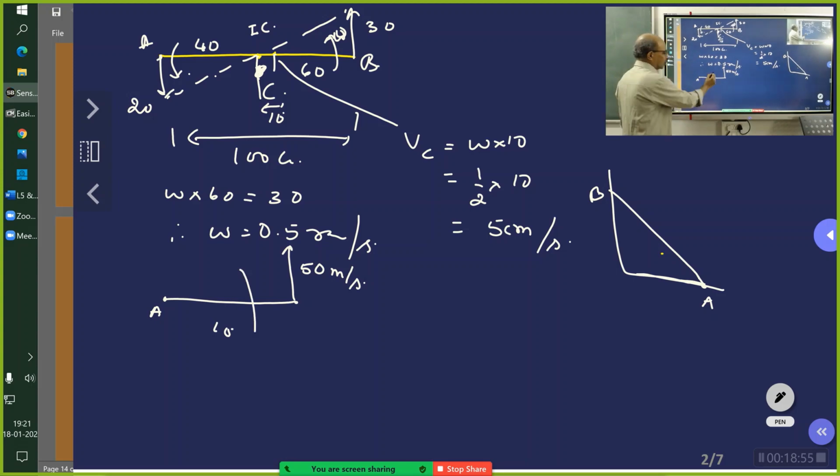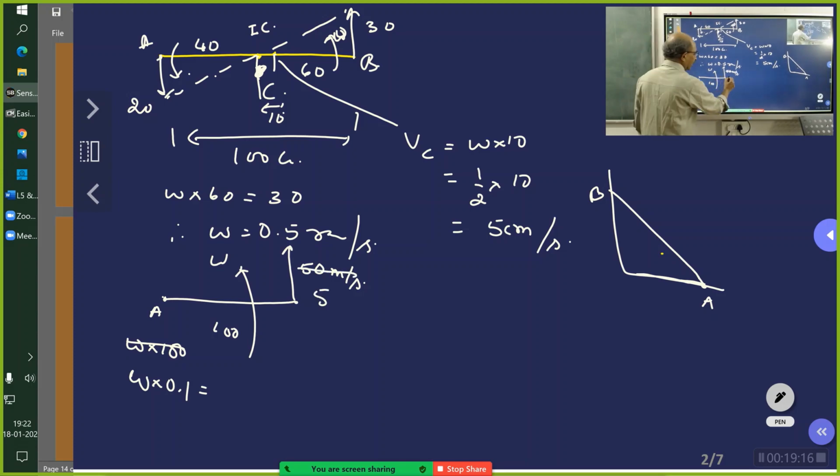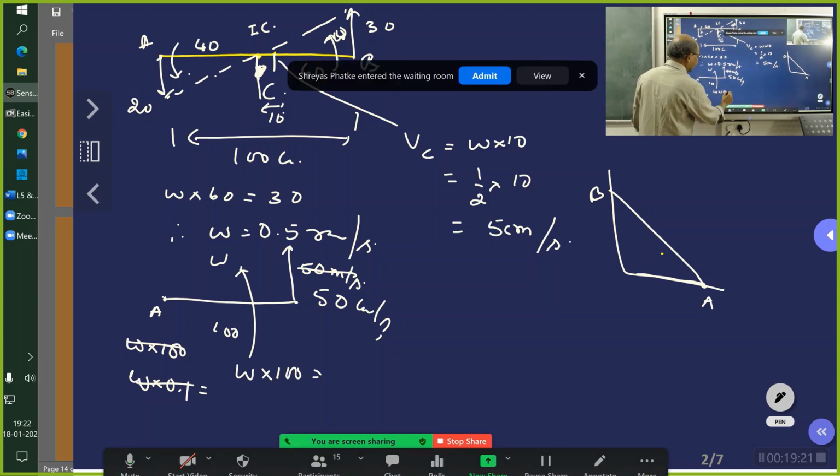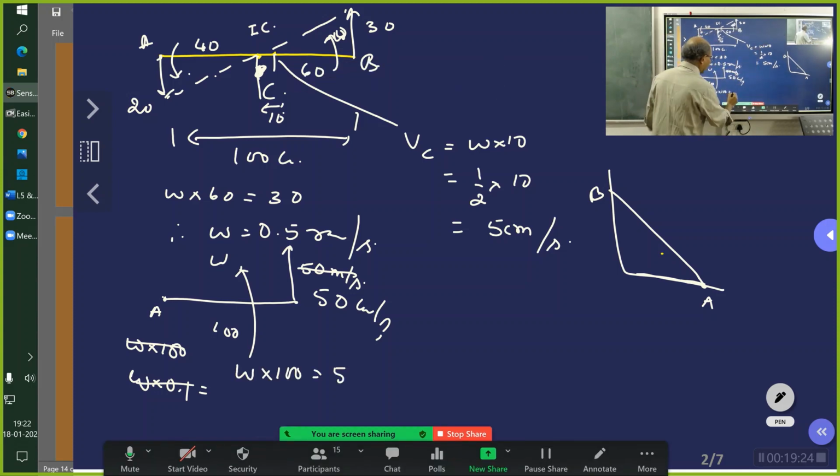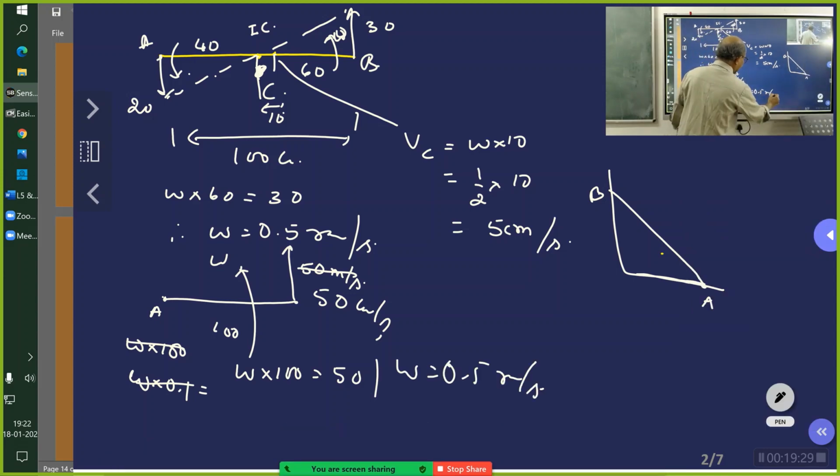Then this whole rod is rotating with the same omega. I have only changed this point A. So again you see here, omega into 100. I have taken it in meters, no? So let me take it, omega into 0.1. The 50 was centimeters only, yeah. Centimeters per second. So therefore, omega into 100 will be equal to 50. So again, you get omega is equal to 0.5 radians per second.